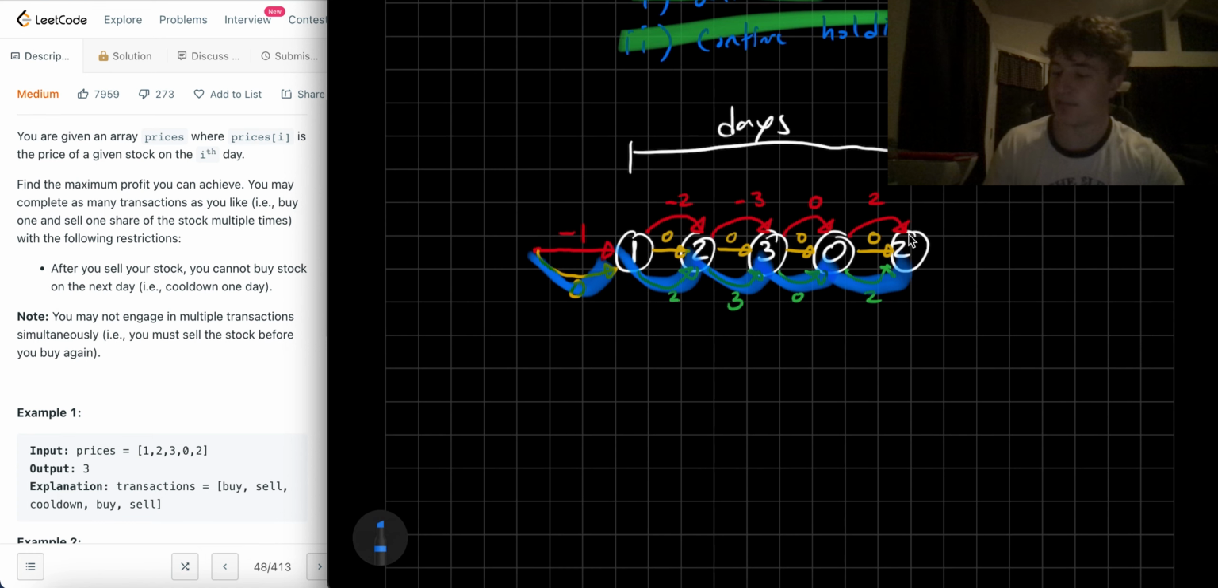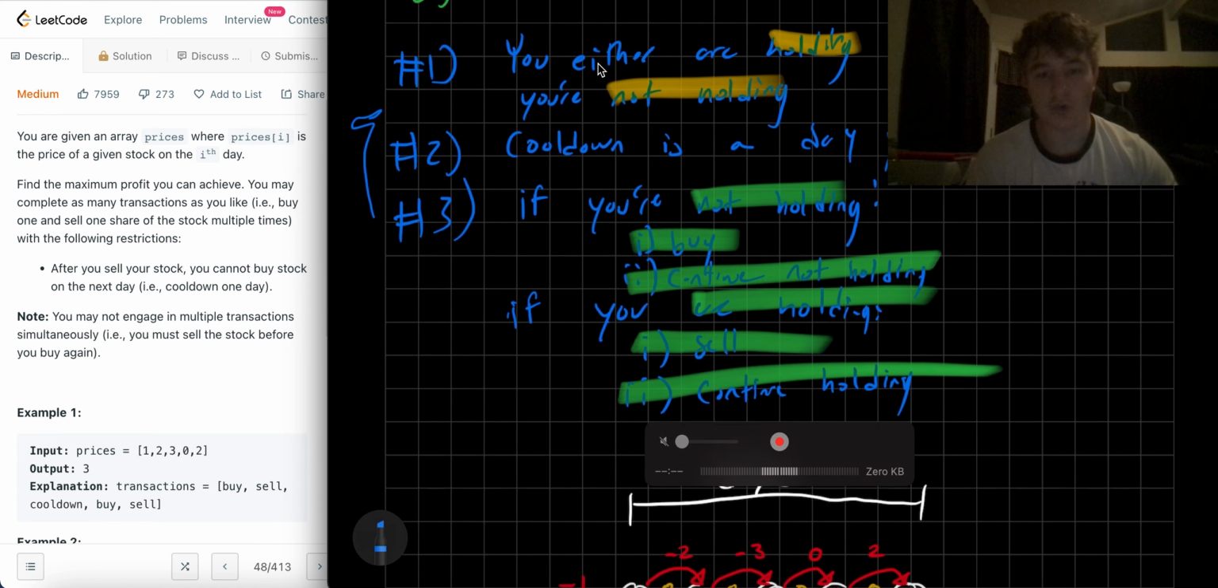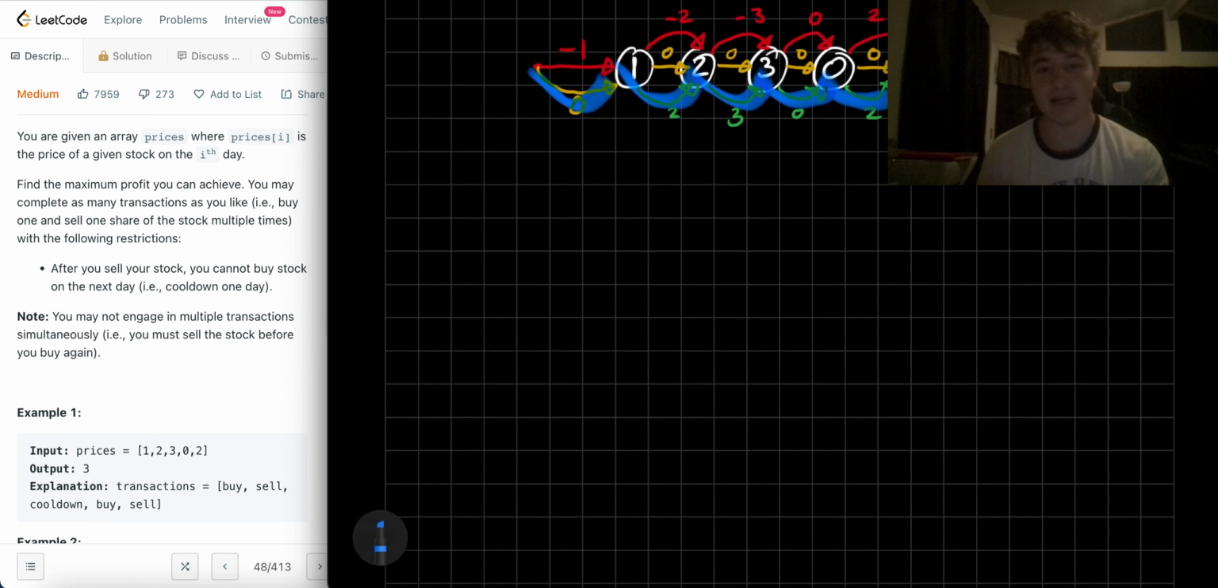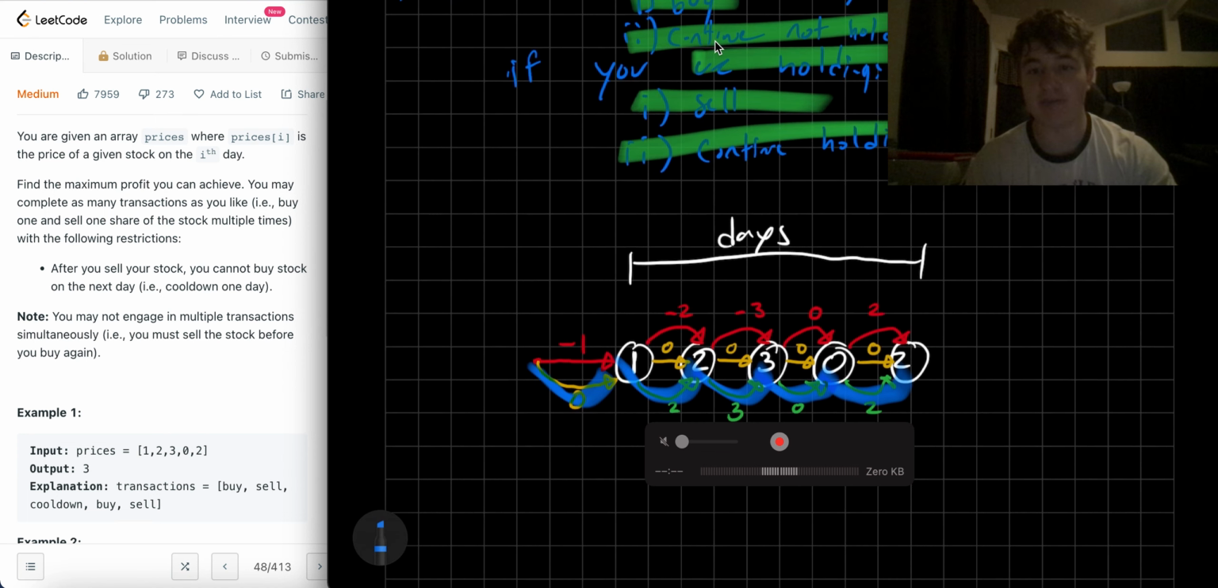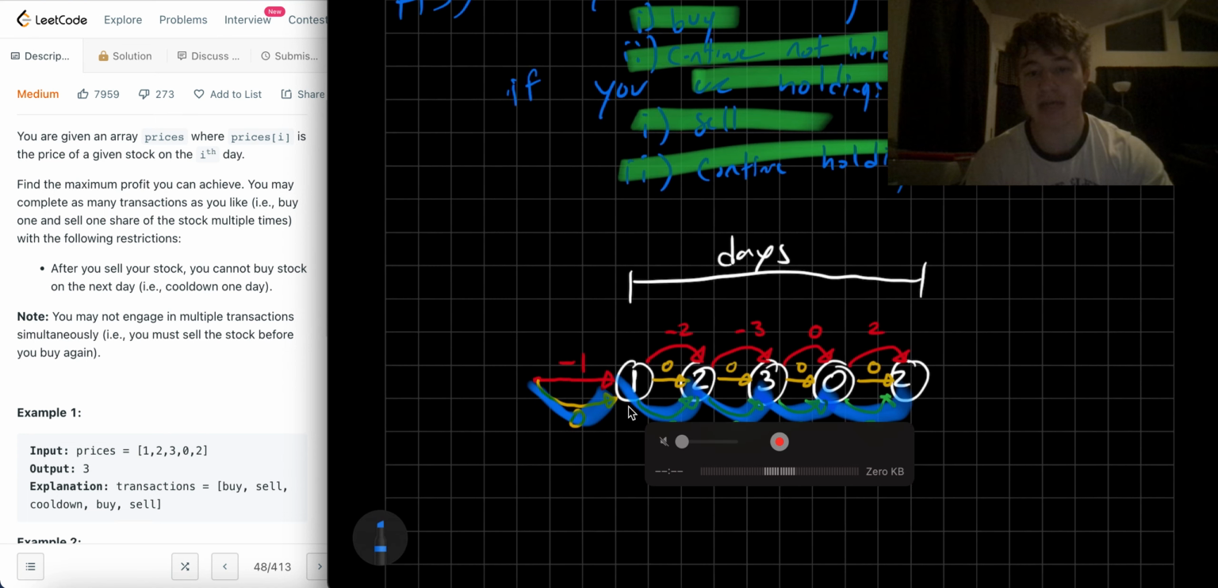Because this first statement is saying you are either holding or you're not holding. So that information of holding or not holding is not captured within this graph, right? This is basically saying at any vertice I can sell, but I can only sell if what? I can only sell if I'm currently holding, right? I can only access this green node if I'm holding, right?